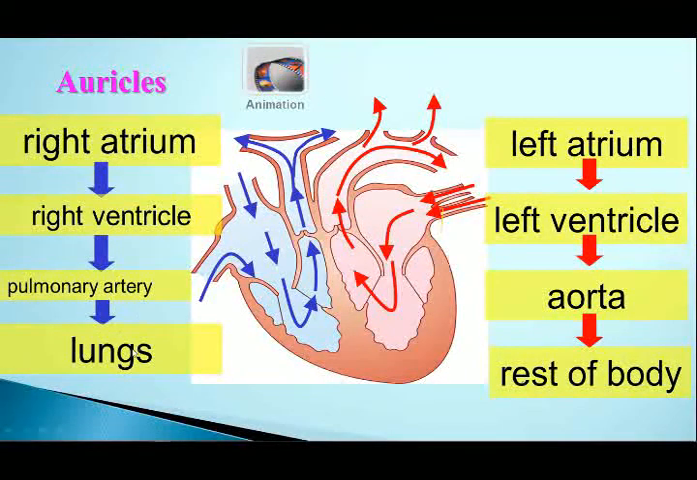artery, and from the pulmonary artery, where is it going to go? It is going into the lungs. Okay. It's going to get into the lungs, right? And on the other side, from the left ventricle, it enters into the aorta, and from the aorta into the rest of the body. So you got this point. Now let's move on to the next one.